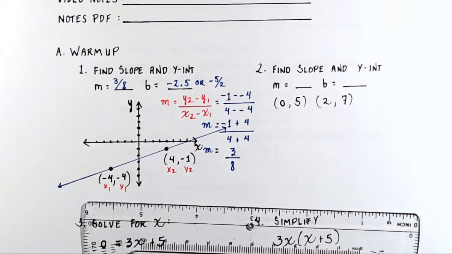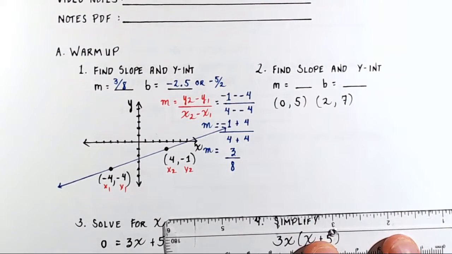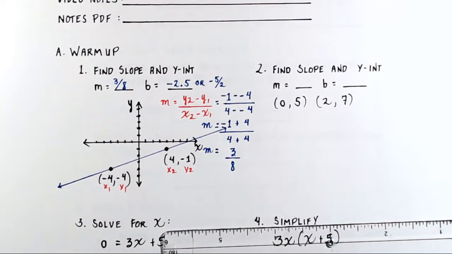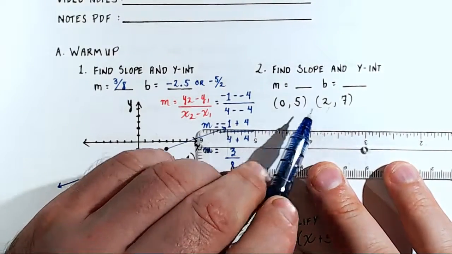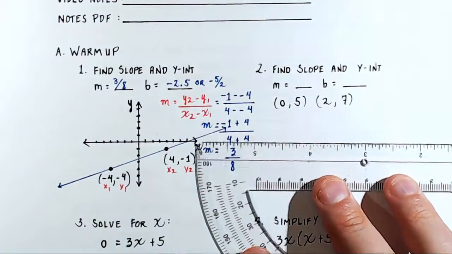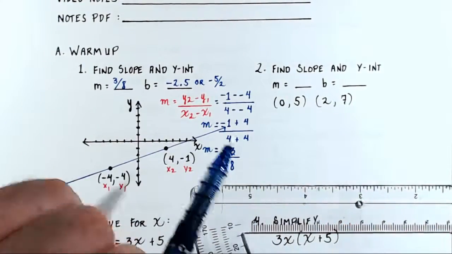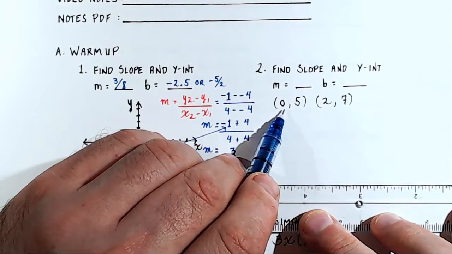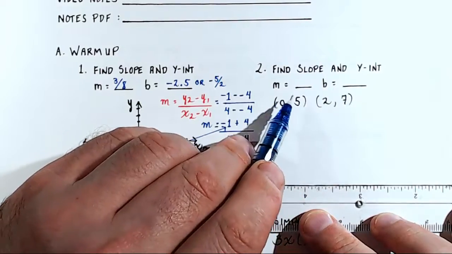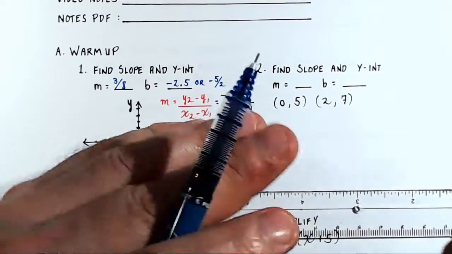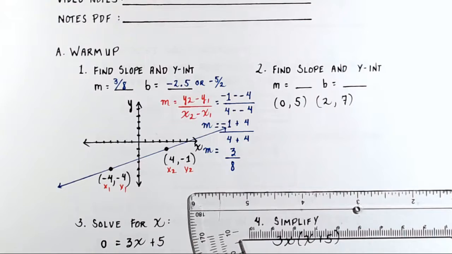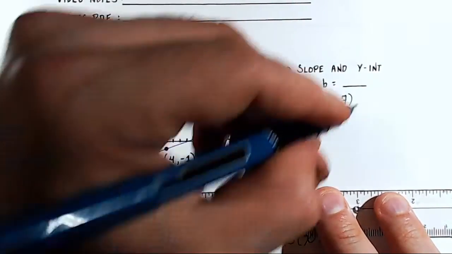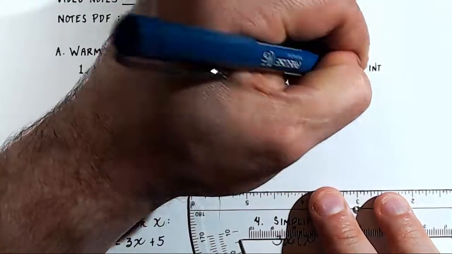All right, number 2. Find the slope and the y-intercept. Okay, so here we're given 2 coordinates, and I want to notice something right away about these 2 coordinates. One of them has a 0 in the x position, and if we remember our definition of the y-intercept, it is where x is 0. That's the y-intercept. So we've already got the y-intercept. It's 5.